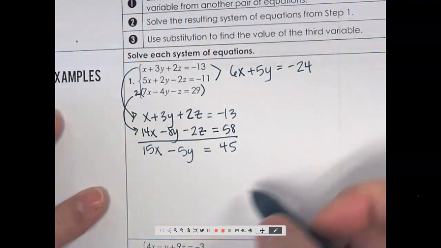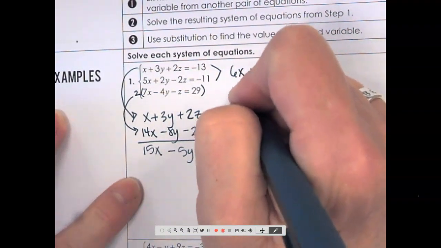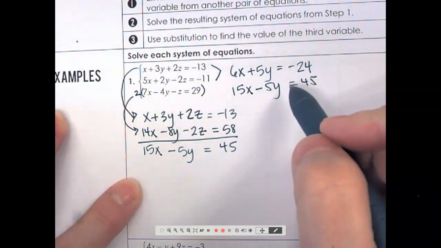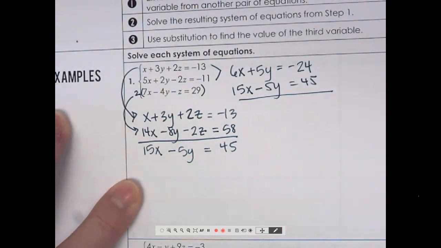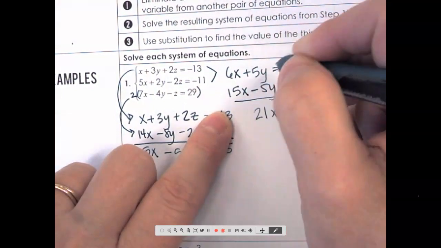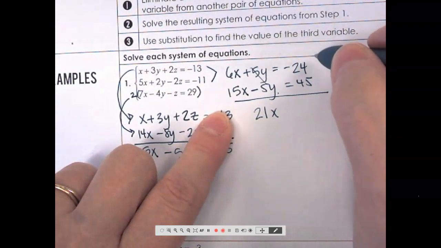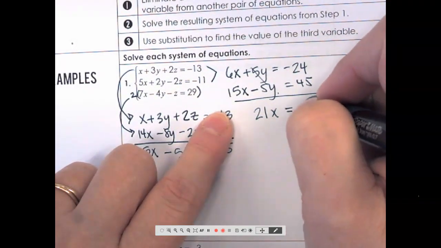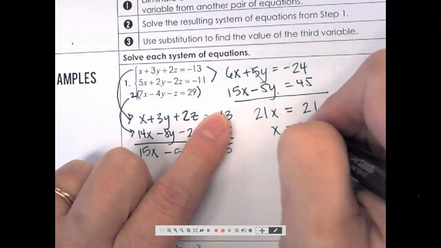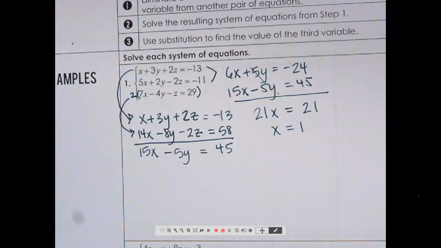Okay, so I'm going to take this one and add it to the first one. Okay, that's 21x. Y's cancel. Equals 21. Divided by 21, what is x? 1. Okay, so I found x. Now I've got to find another variable. Which one can I find next? Only y can be found next.